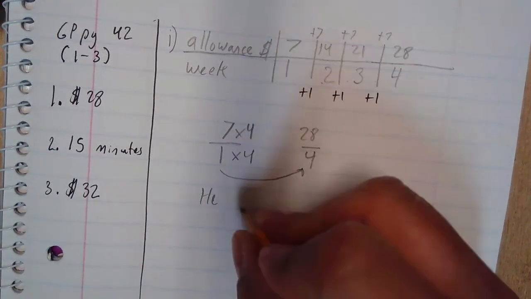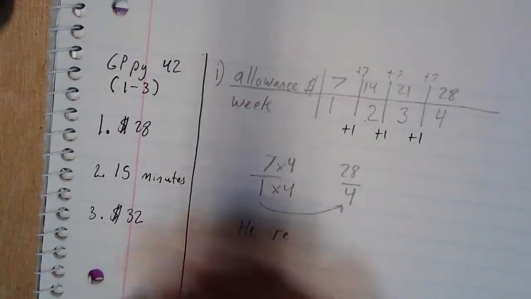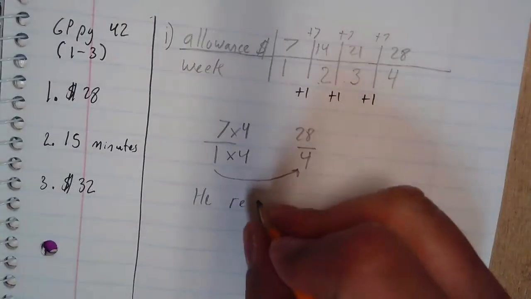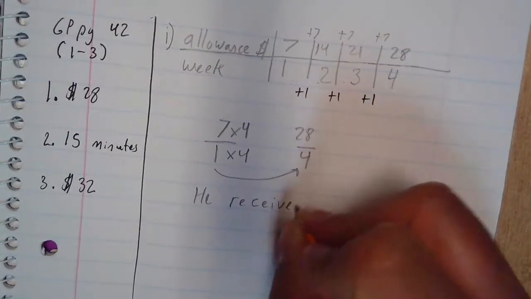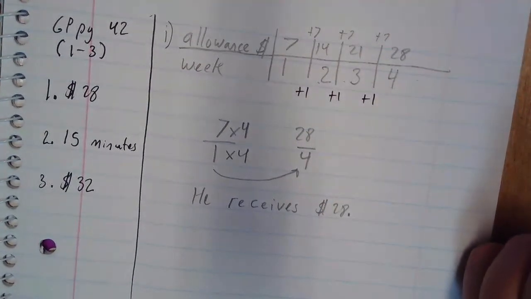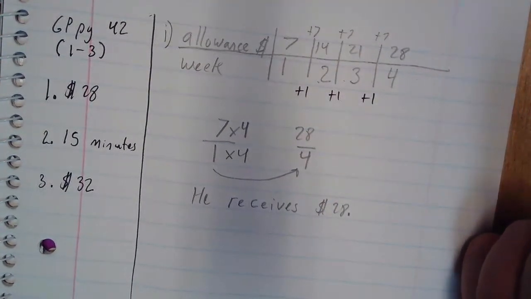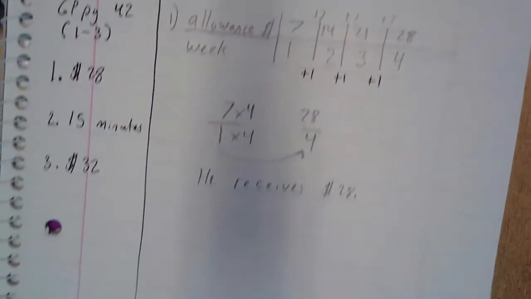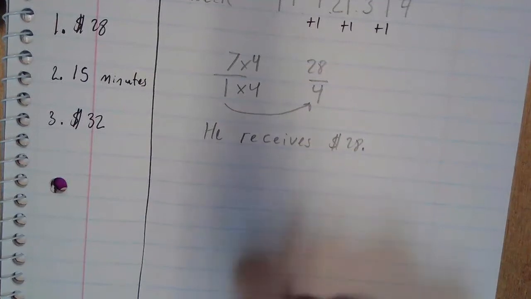So the answer is, and you need to write a complete sentence. There's just no way. I know here I said it's 28, but on the quiz I expect you to write a full sentence. He receives $28. And that's it. Now, I think for this problem, I'll just show you briefly how it works using the infamous dots that I know you all love.